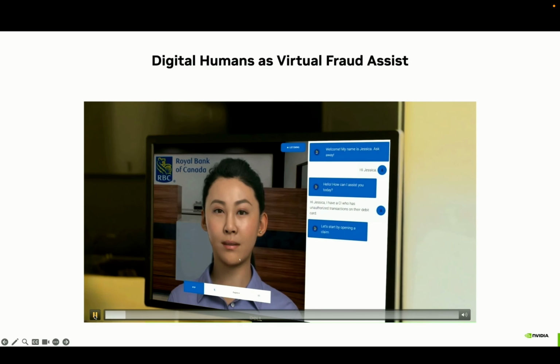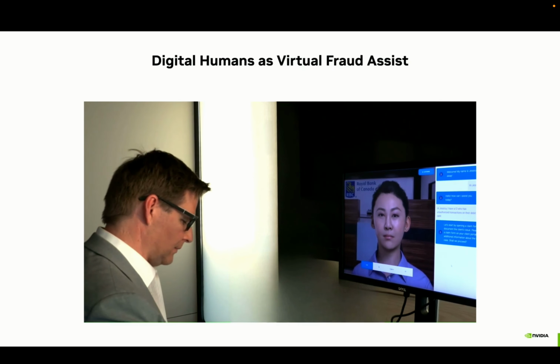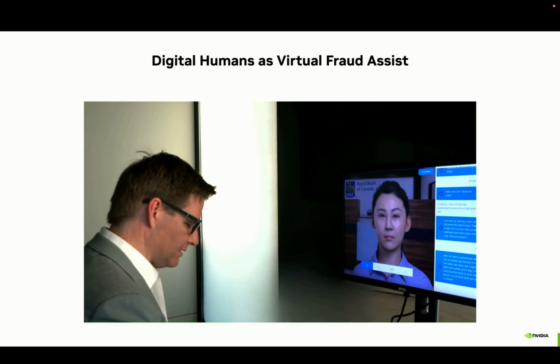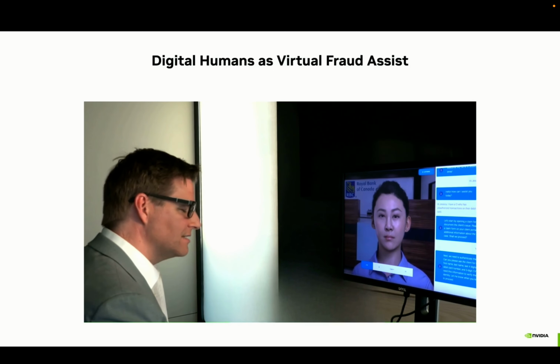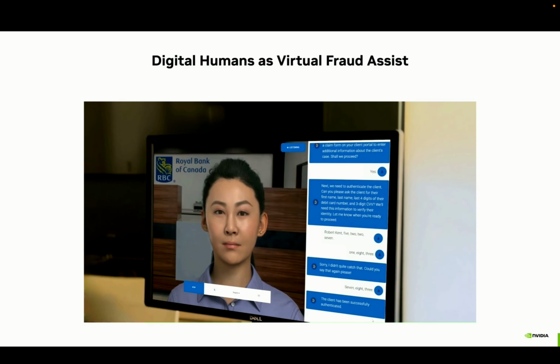Let's start by opening a claim form to document the client's issue. Please open a claim form on your client portal to enter additional information about the client's case. Shall we proceed? Yes. Next, we need to authenticate the client. Can you please ask the client for their first name, last 4 digits of their debit card number, and 3-digit CVV? We'll need this information to verify their identity. It's Robert Kent, 5227783. The client has been successfully authenticated.